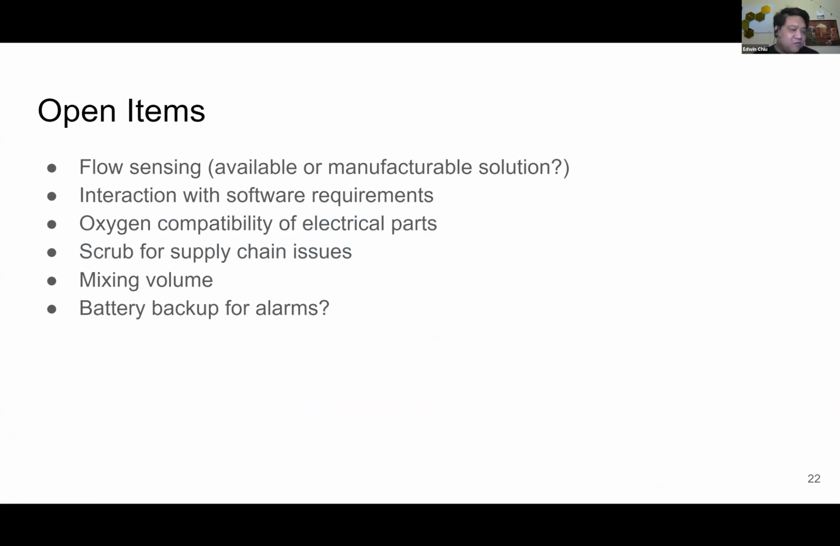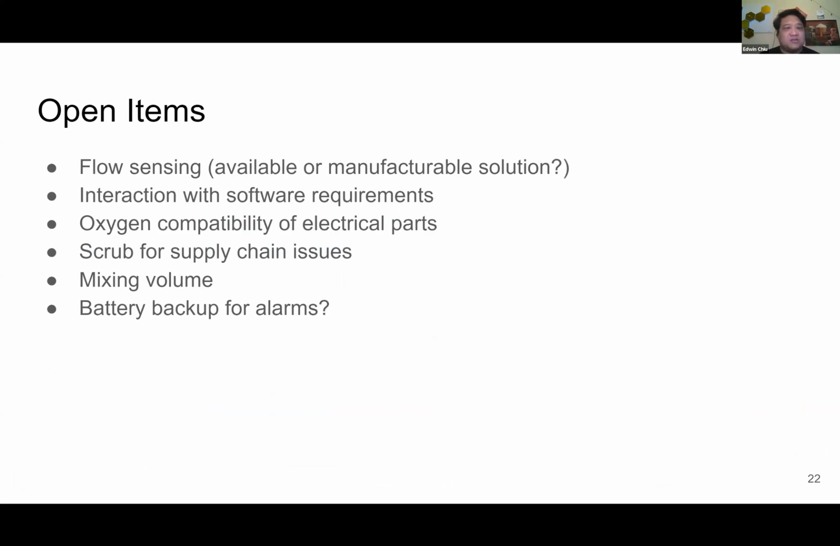Here I've listed a few of the open items that we're still tracking in the design that we're still trying to resolve. We've talked about flow sensing already. We're also in the process of developing our software requirements and how they interact with our hardware requirements. As hardware requirements change, for example the type or level of noise in our sensors, that will affect what the software needs to do. So we're keeping a close eye on that.